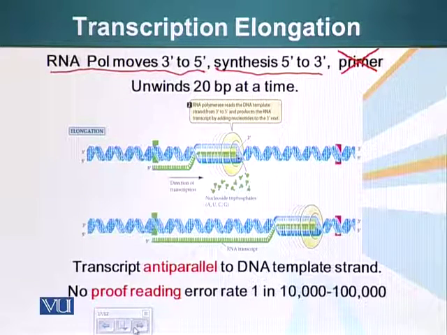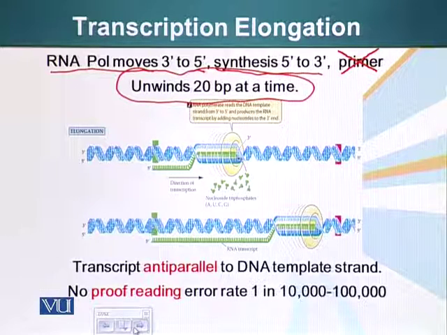Here I would like to mention that no primer is needed. When we talked about DNA replication, I told you DNA polymerase cannot start the replication of DNA. It needs a primer. And inside the cell, a special type of RNA polymerase makes that primer to start the DNA replication process. The RNA polymerase unwinds 20 base pairs at a time, and as it is moving along, it is making the RNA transcript. The transcript is anti-parallel to the DNA template strand. We know exactly what that means. We have talked about that in detail.